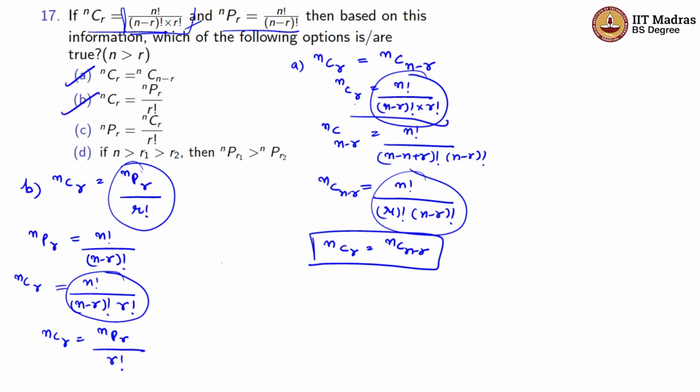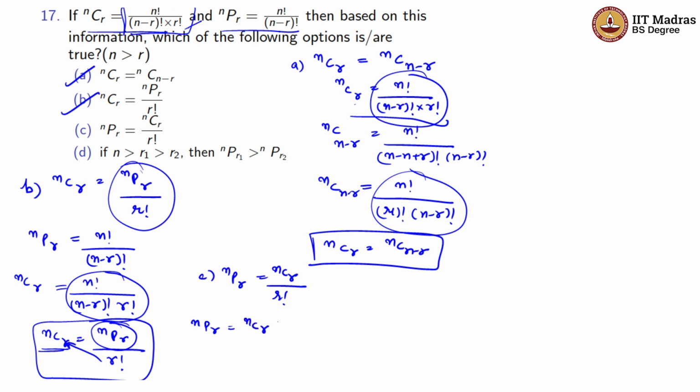Now let's look at option C, which is nPr is equal to nCr upon r factorial. In option B, we proved that nCr is equal to nPr upon r factorial, right? So let's find out the value of nPr here. If we want to find the value of nPr, we will take r factorial to the other side and multiply it by nCr. So nPr would be nCr into r factorial, correct? But here it is given that nPr is equal to nCr upon r factorial. So this option is not correct. So option C is false.